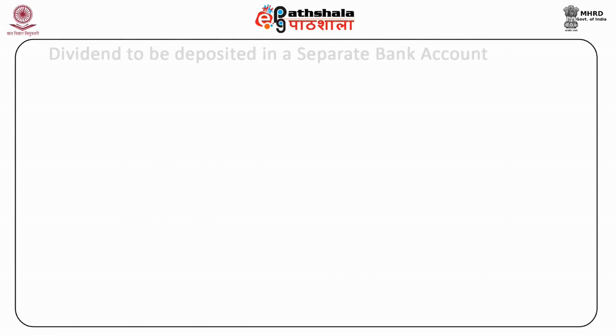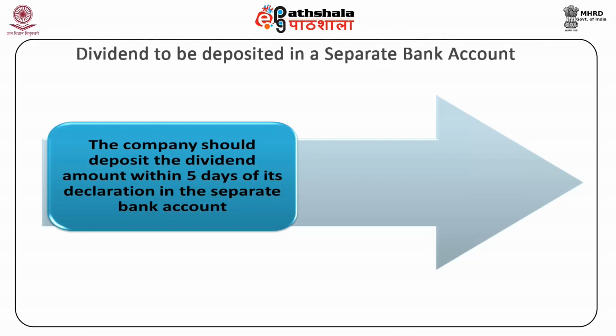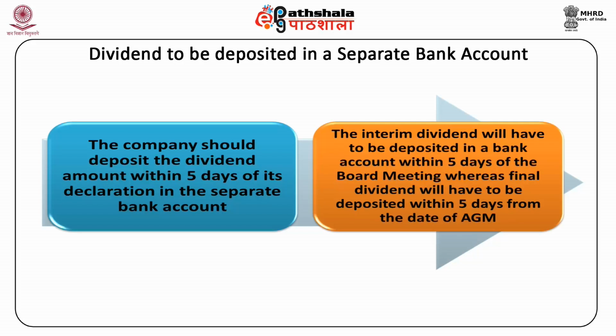Dividend to be deposited in a separate bank account. The company should deposit the dividend amount, that is including interim dividend, within 5 days of its declaration in the separate bank account opened for this purpose. The interim dividend will have to be deposited in a bank account within 5 days of the board meeting, whereas final dividend will have to be deposited within 5 days from the date of annual general meeting in which it was approved by the shareholders.